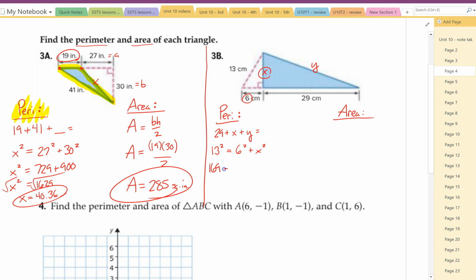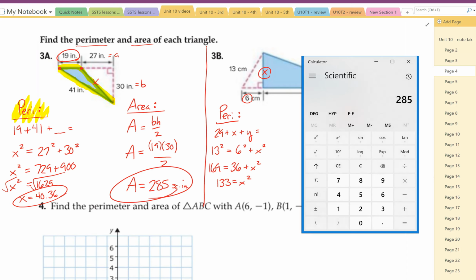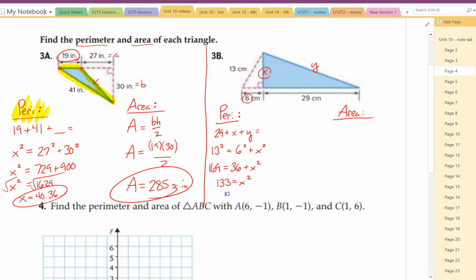13 squared is 169. 6 squared is 36. I'm going to subtract 36 from both sides. That's going to give me 133 equals X squared. Take the square root of both sides. I don't know what the square root of 133 is offhand. 11.53.